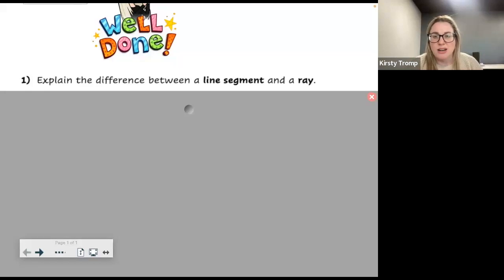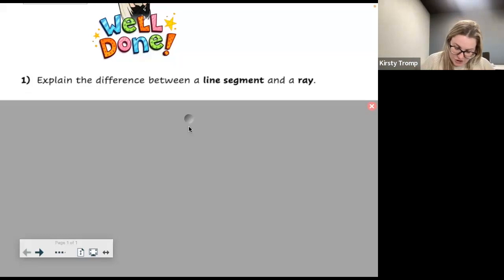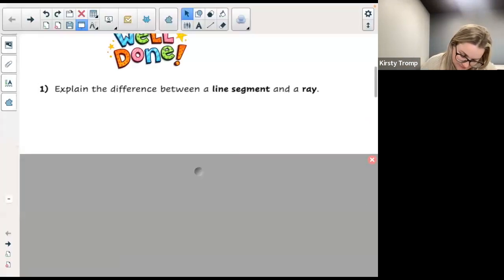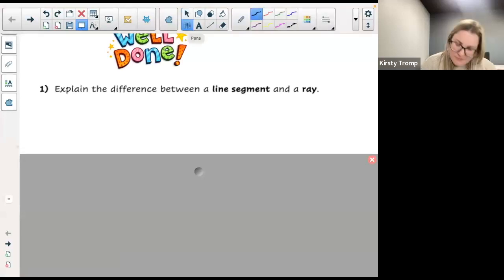Shadney, do you want to talk to me about a line segment? Yes, ma'am. Shadney, have I said that right? Okay, talk to me. What is a line segment? What does that look like? Ma'am, a line segment has a start point and ends at a point. So it starts at a point and it ends at a point. Well done, Shadney. Very good.